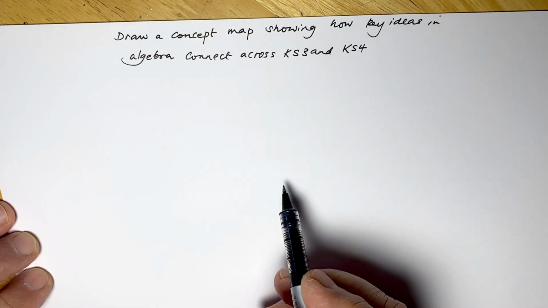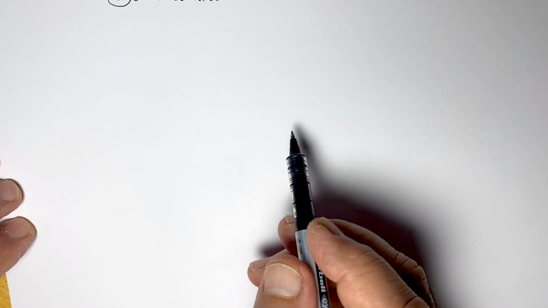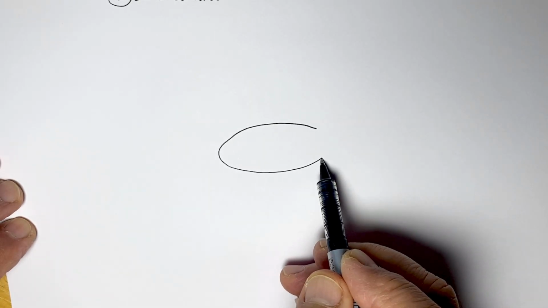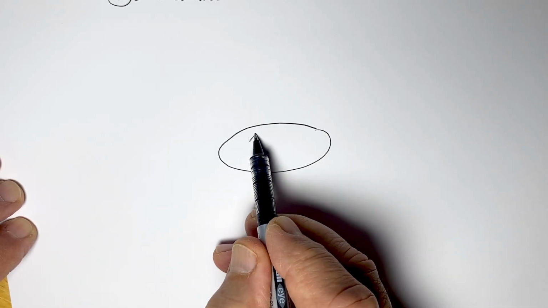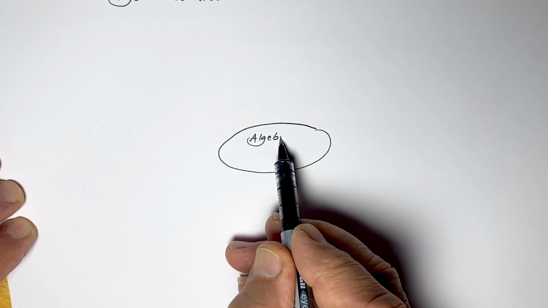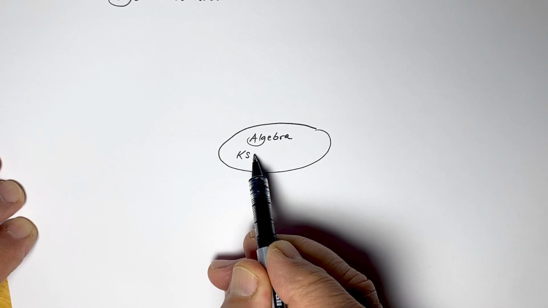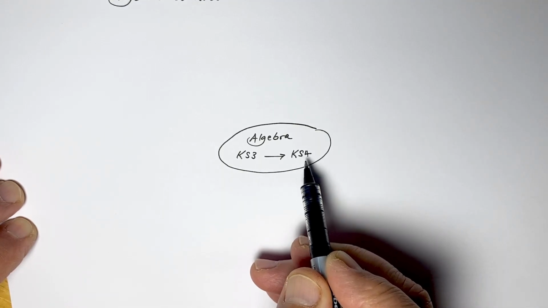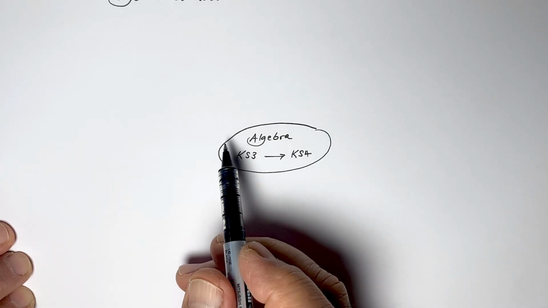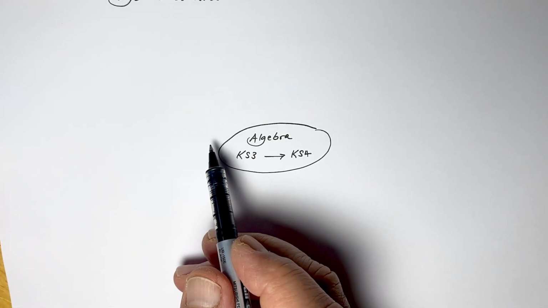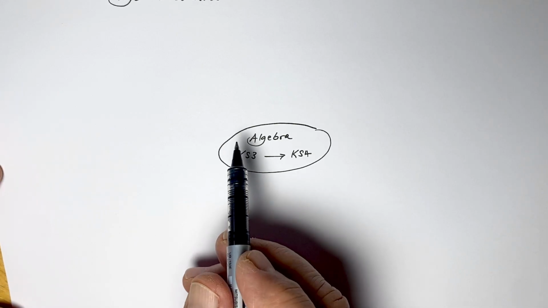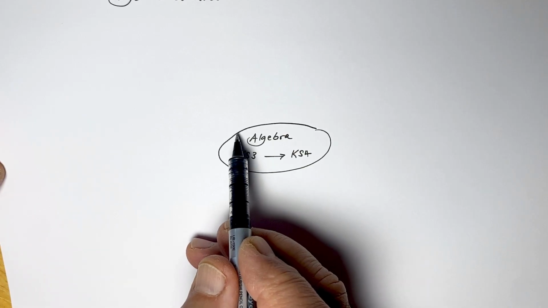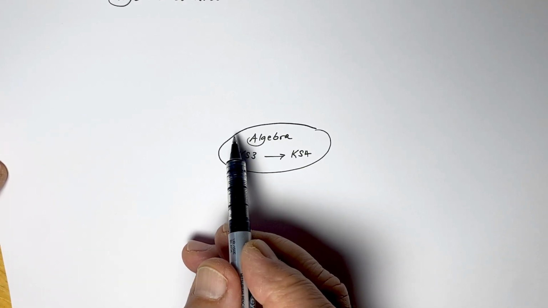In this case, I shall start with the main theme, which is algebra, key stage 3 to key stage 4. So in my opinion, starting with the expressions in algebra, and we need the rules of directed numbers in order to begin algebra actually.